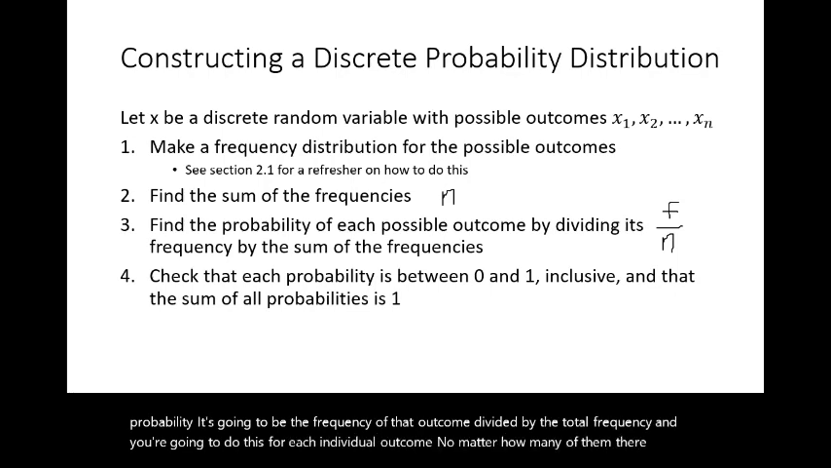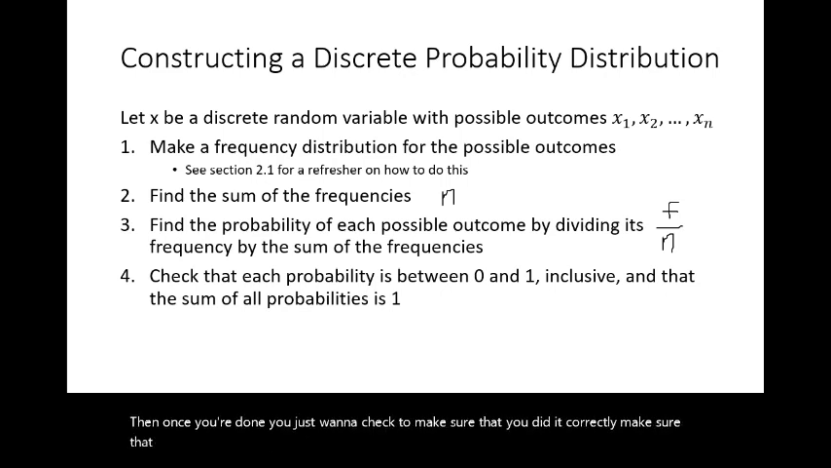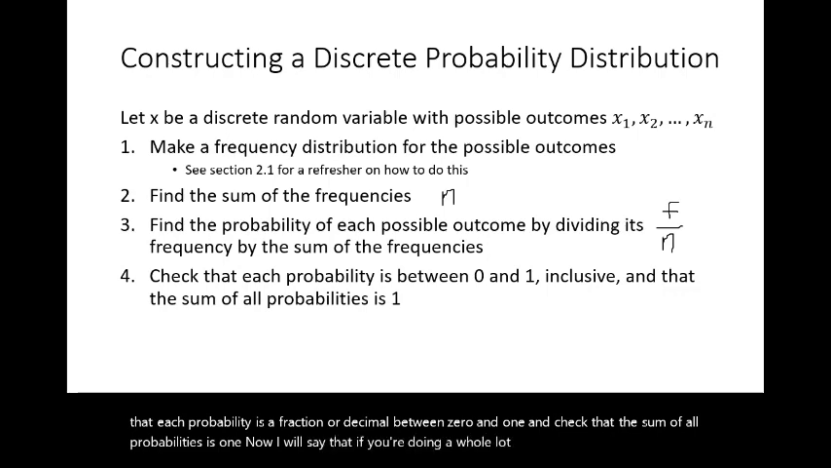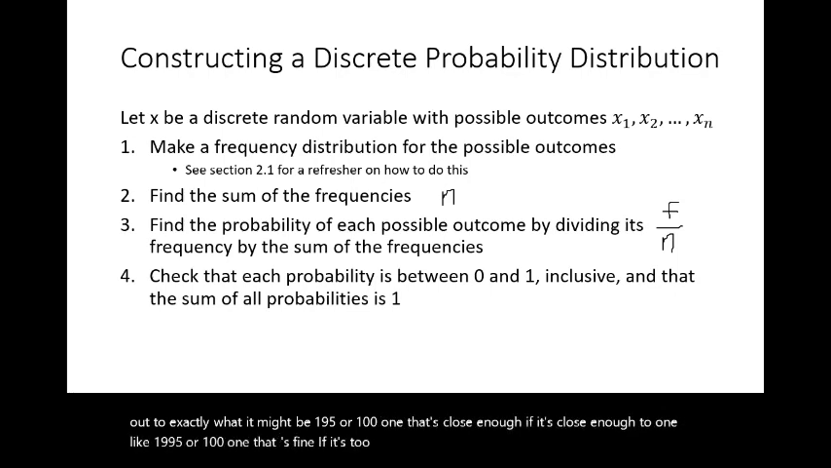Then once you're done, you just want to check to make sure that you did it correctly. Make sure that each probability is a fraction or decimal between 0 and 1. And check that the sum of all probabilities is 1. Now, I will say that if you're doing a whole lot of rounding, it may not come out to exactly 1. It might be 0.999 or 1.001. That's close enough. If it's close enough to 1, like 0.999 or 1.001, that's fine. If it's too much further than that, you probably did something wrong.